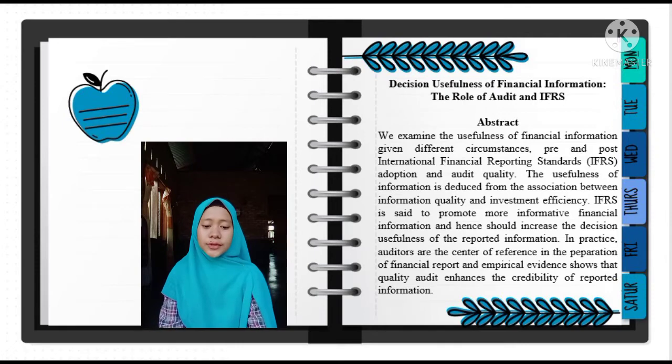Abstract. We examine the usefulness of financial information given different circumstances, pre and post International Financial Reporting Standard or IFRS adoption and audit quality. The usefulness of information is deduced from the association between information quality and investment efficiency. IFRS is said to promote more informative financial information and hence should increase the decision usefulness of the reported information. In practice, auditors are the center of reference in the preparation of financial reports, and empirical evidence shows that quality audit enhances the credibility of reported information.